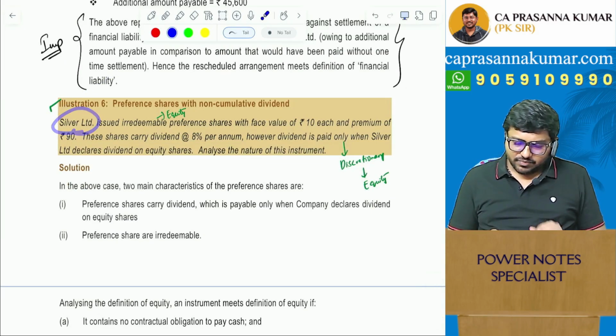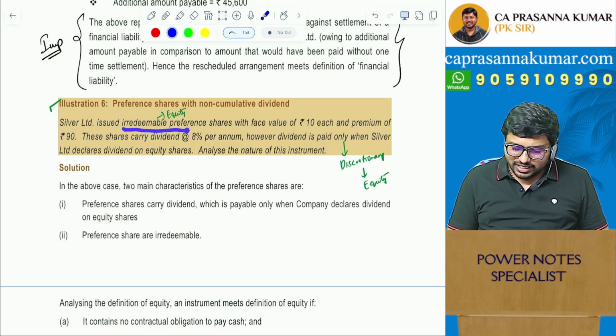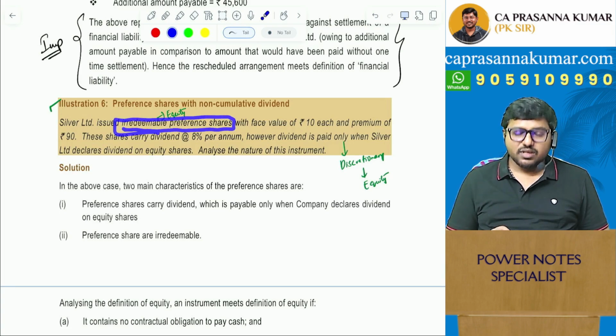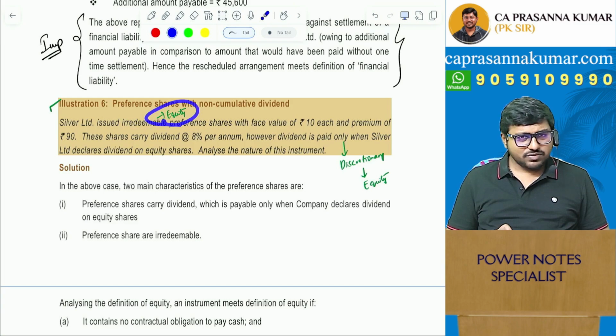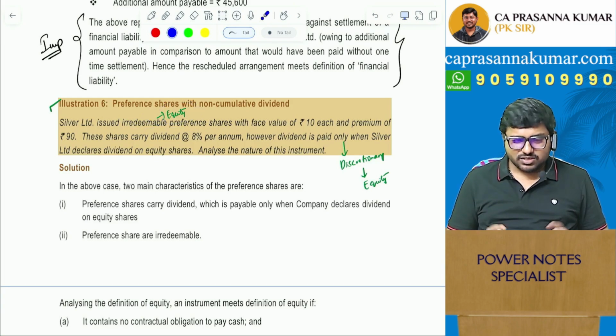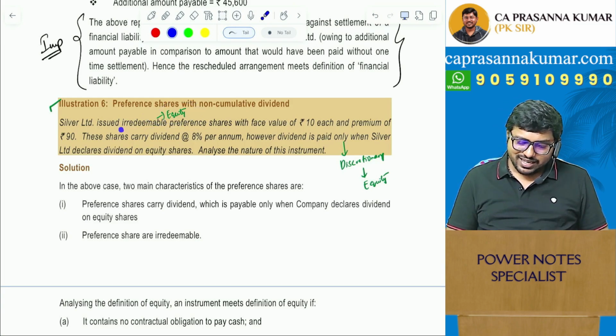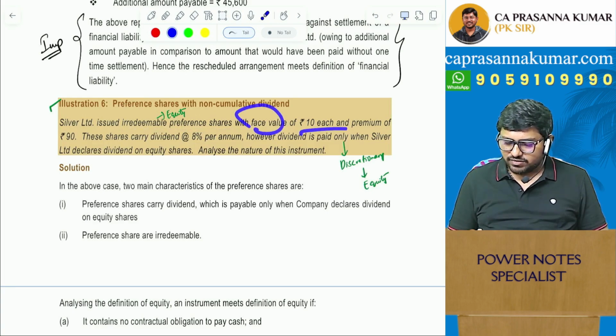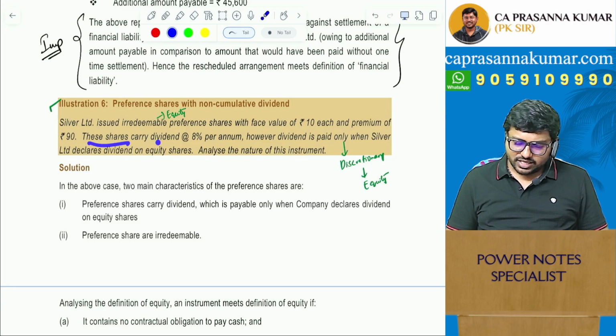Silver Limited issued irredeemable preference shares. Irredeemable. Ignore this for the moment, what I've written. Later you will understand. But some of you, if you're smart enough, you would have understood by now. Irredeemable preference shares with a face value of 10 each and premium of 90.